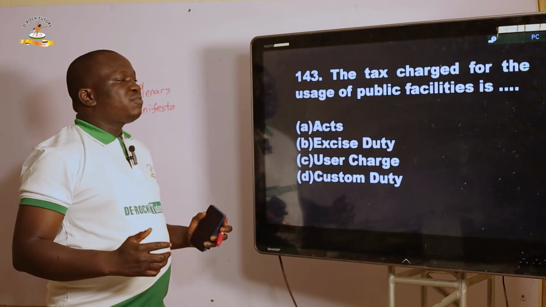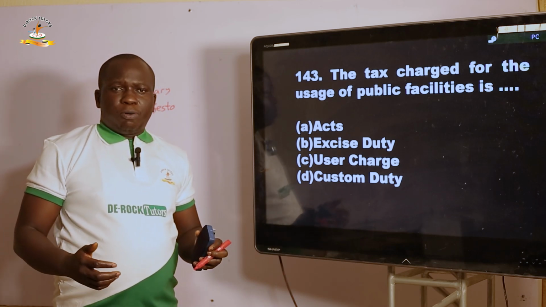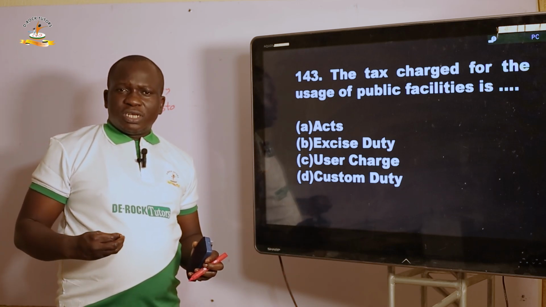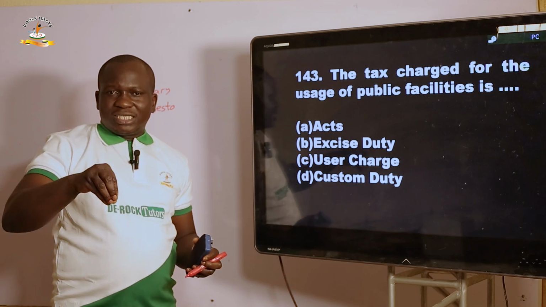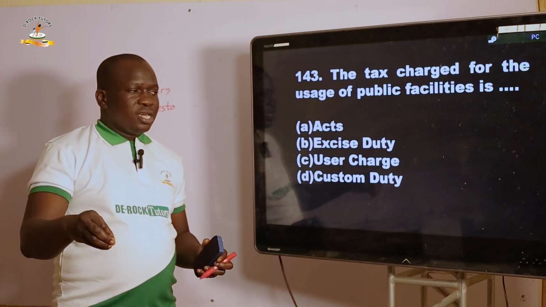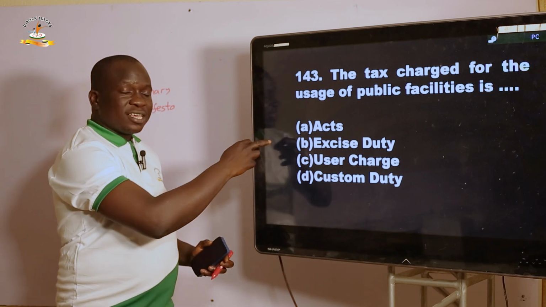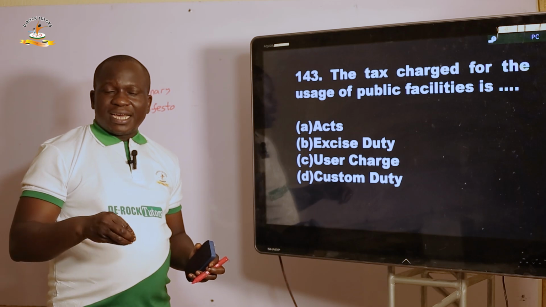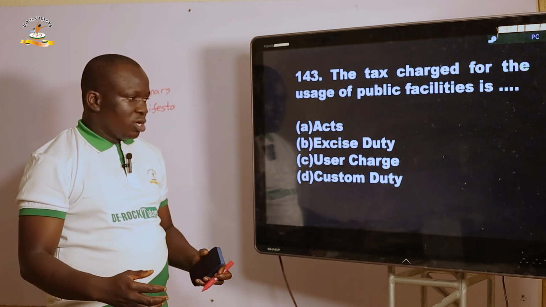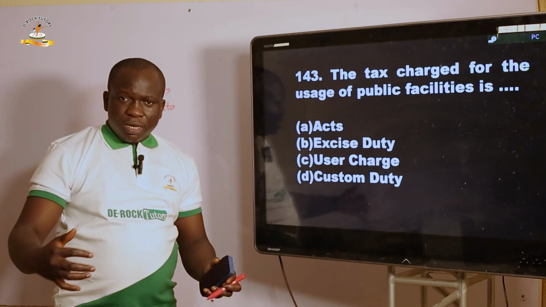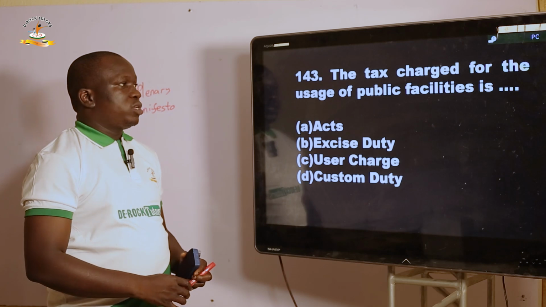The tax charged for the usage of public facilities is that. Like a public library, a public restroom, and so on and so forth, the type of tax paid to use such facilities is called user charge. Government charges you for using it. So where is user charge here? It won't be act, that's laws made by legislation. It won't be excise duty. Excise duty is a tax charged on manufactured items at the point of production. It won't be custom duty, that is on imported items. So the correct answer is option C, user charge. Now to the next question.